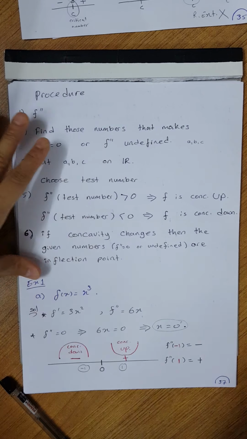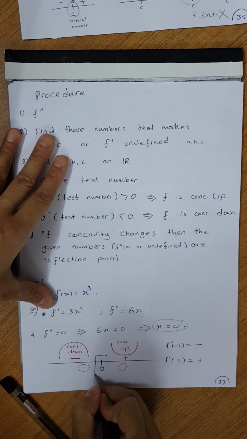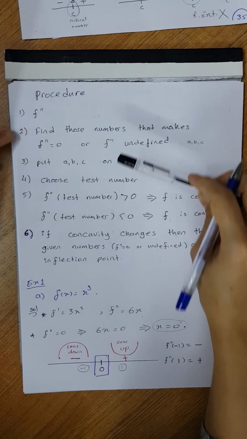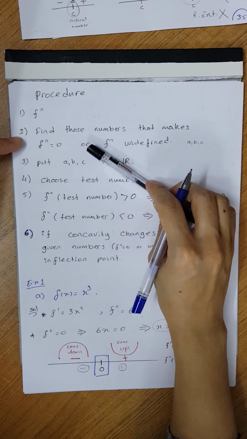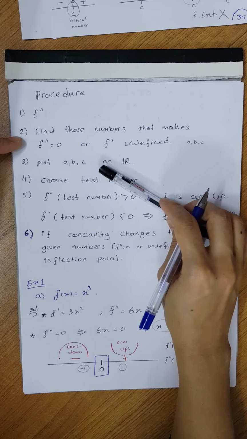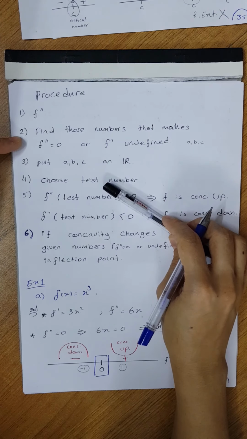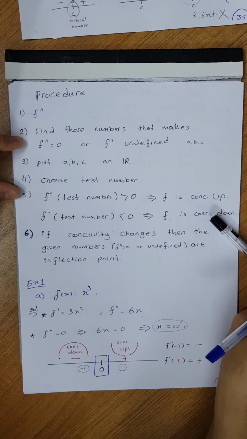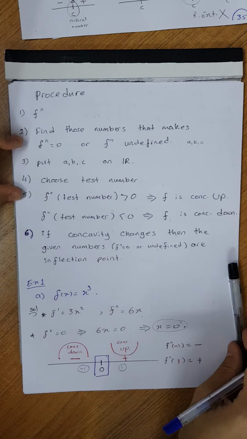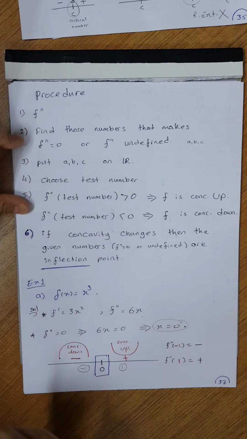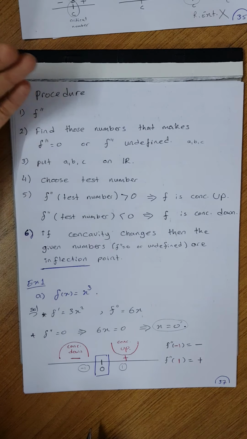Now, I'm checking on 0. Okay, what have we found so far? We found the second derivative, those numbers that make it equal to 0 or undefined. We put them on the real number line. We chose test numbers. We found the concavity of the function. And now I'm checking for the inflection point. Check whether I have got an inflection point or not.